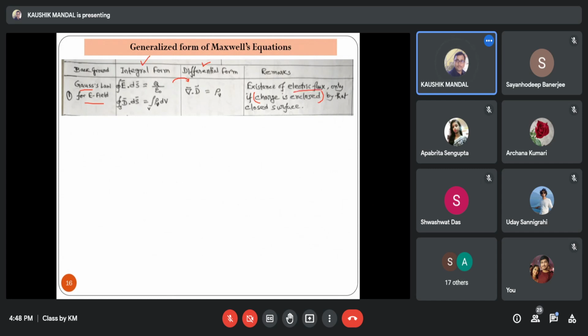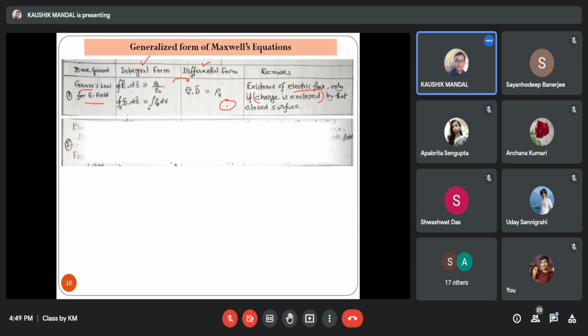That is the main point of the first law of Maxwell's, which comes from Gauss's law. If the charge is enclosed by the surface, then the electric flux will exist. So electric flux exists only if charge is enclosed by the corresponding closed surface. If you consider a closed surface and there is no charge inside it, then there is no question of electric flux.